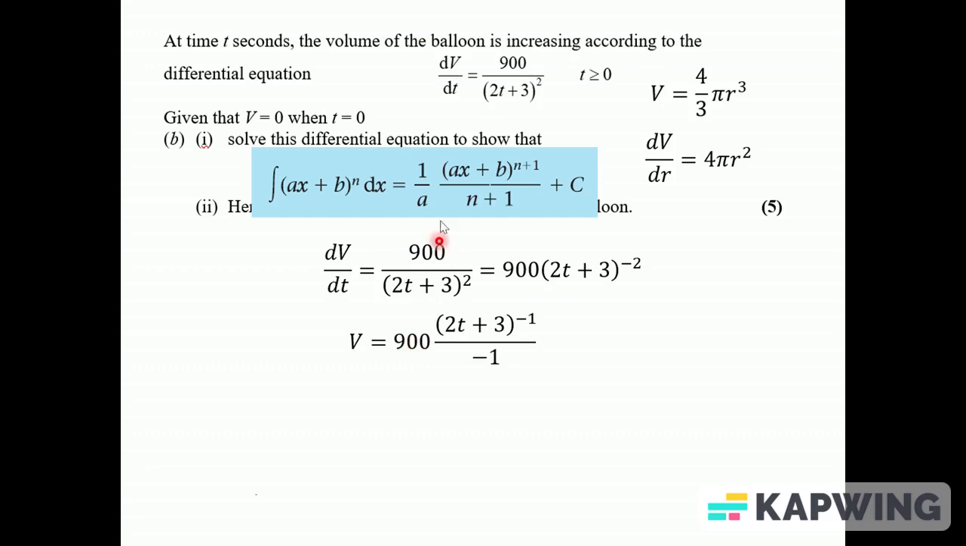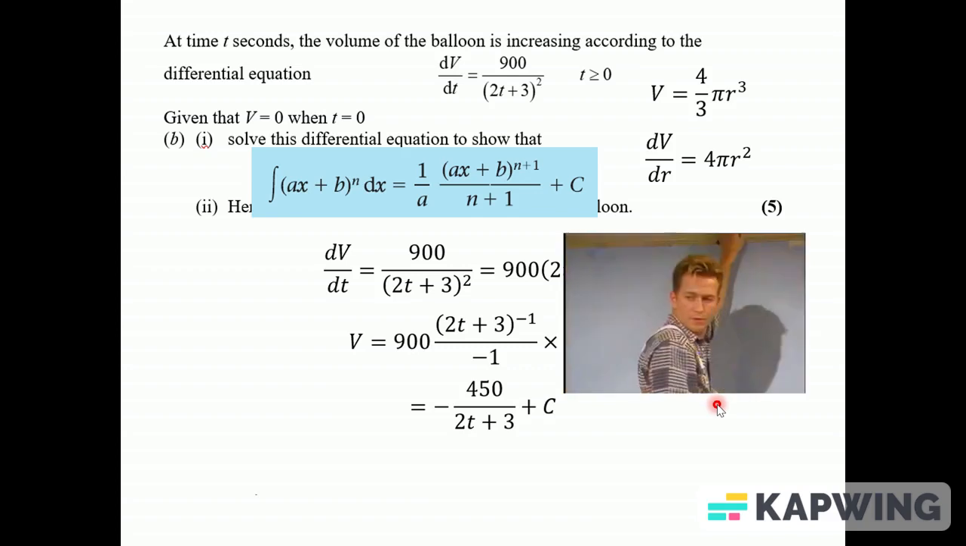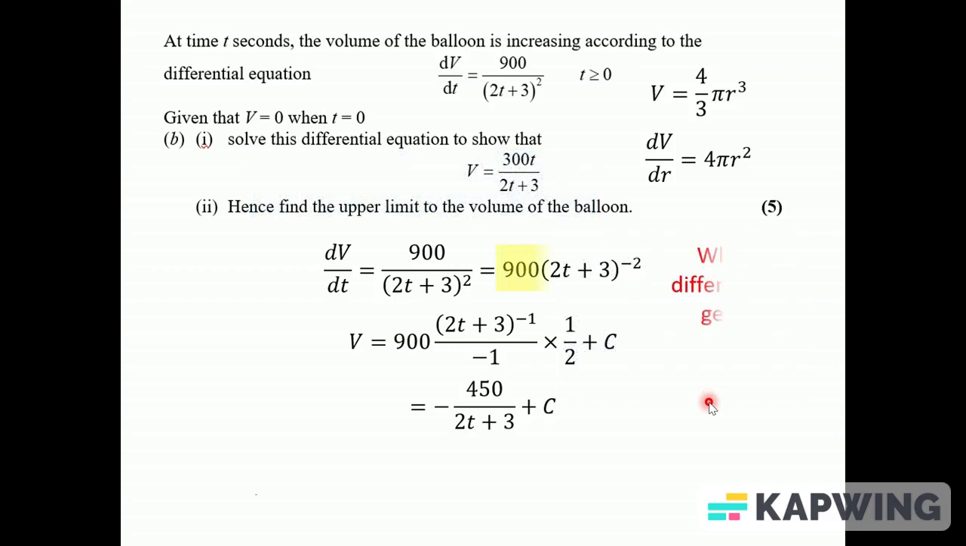And of course, I've got the 900 in front. Also, I need that 1 over a, and then my a is 2, so I need to multiply by a half. And I've got plus c at the end. This simplifies down to just minus 450 over 2t plus 3. Oh, you don't want to do it like that. No, I don't. This is the way I would do it.